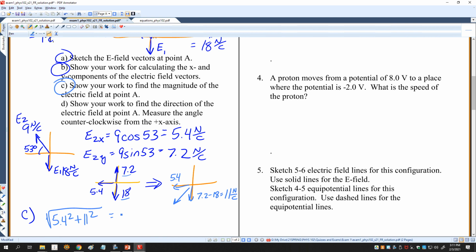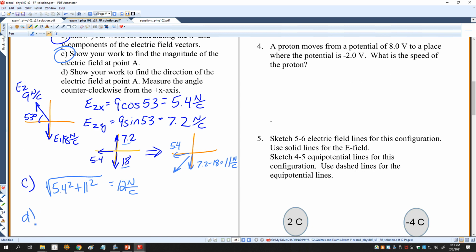And I get 12 newtons per coulomb. So that's part C. And then for part D, I need to find the angle. I want to first find this angle. I'm going to call it phi. That angle phi is the inverse tan of the opposite over adjacent. That's 11, the y component, divided by 5.4.